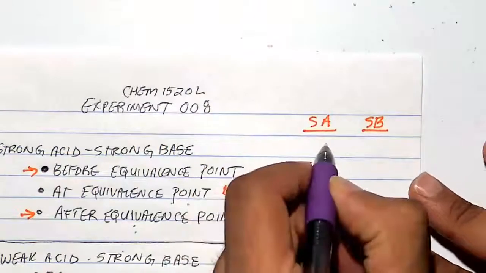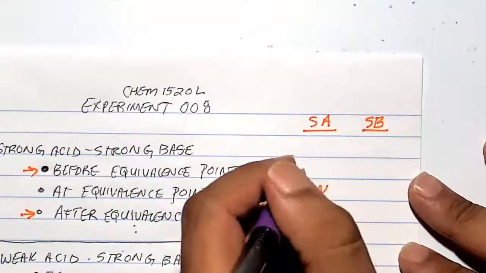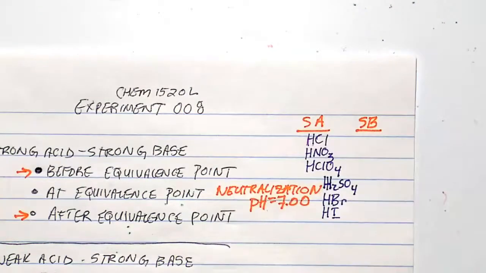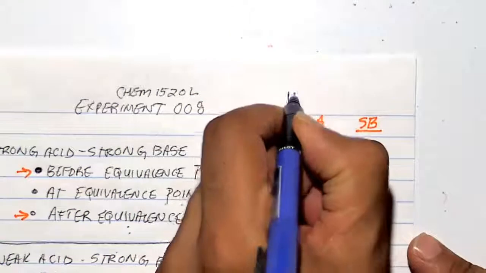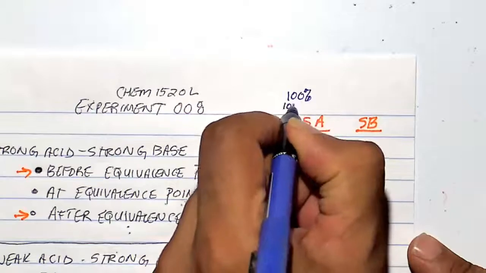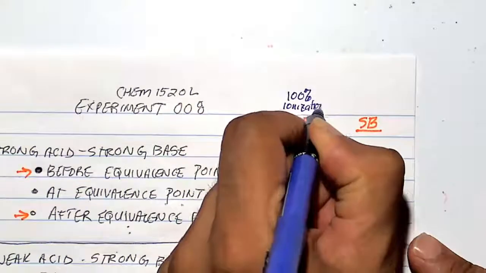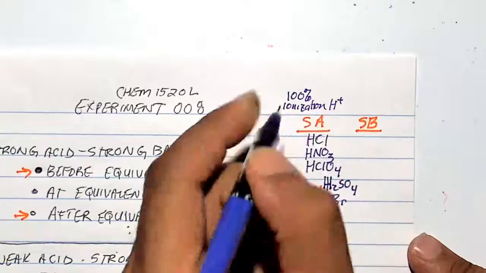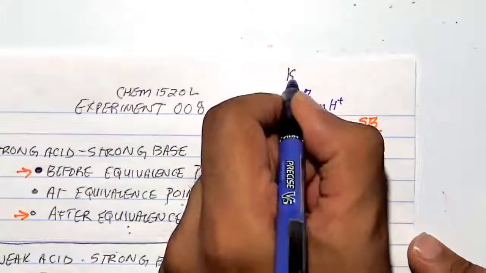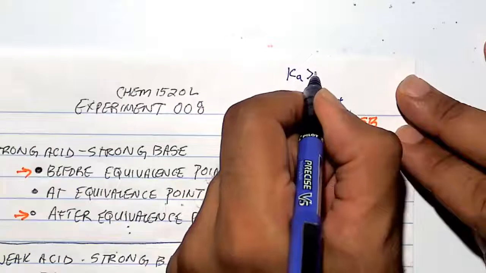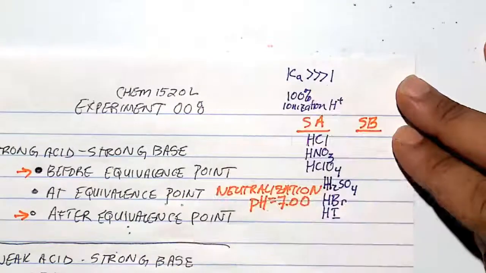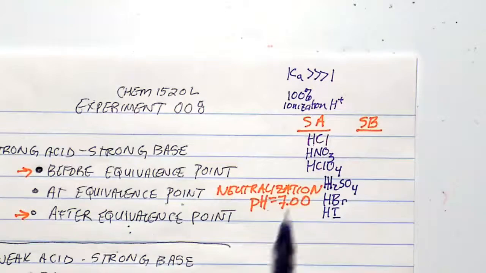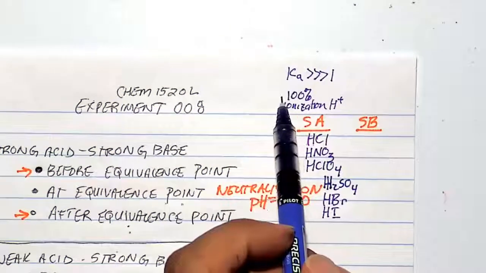Our strong acids, there's generally 6 of them that you should just go ahead and memorize. If you memorize these 6 or so strong acids, then everything else will be a weak acid. And generally we consider strong acids to go to approximately 100% ionization to the hydronium ion or H+. So we have the acid dissociation constant being much greater than 1, a very positive number for the forward reaction.